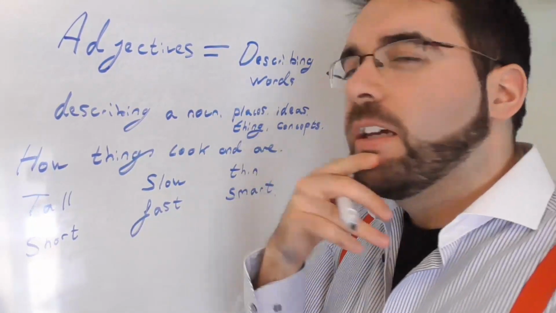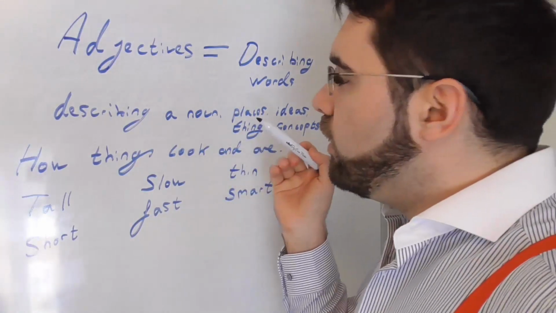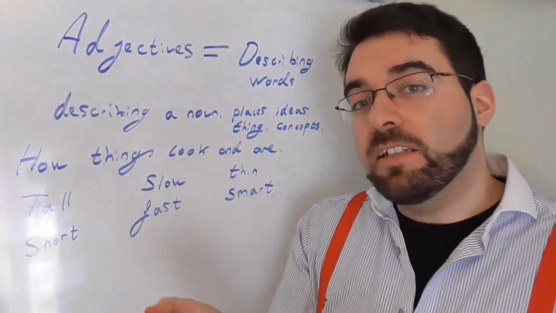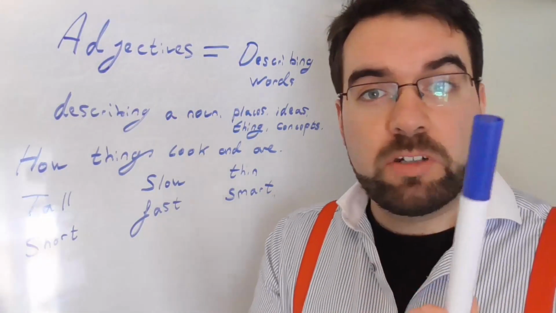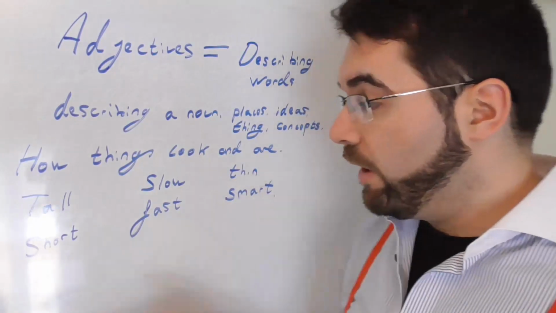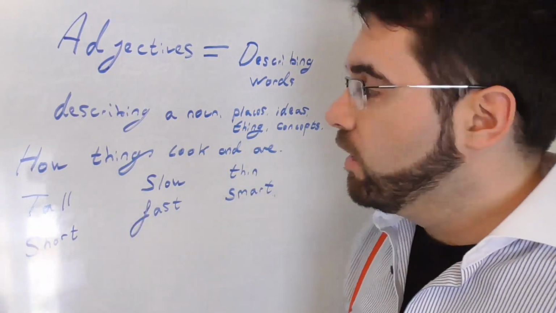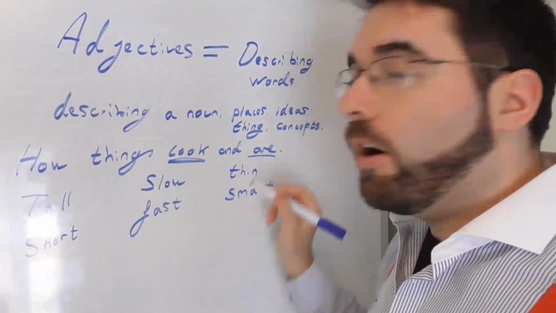So you see, adjectives are used to describe things, mainly nouns, or anything really. Nouns, places, ideas, what have we got? Concepts, things: my pen, for example, my glasses, my braces, what else? My whiteboard, the ideas, concepts, anything. So we're talking about how things look and are.